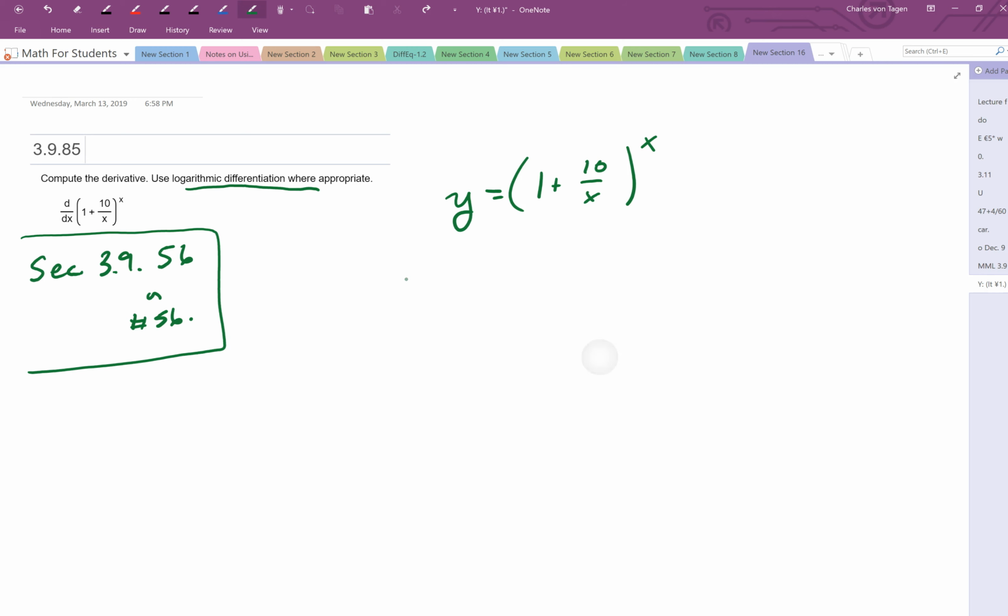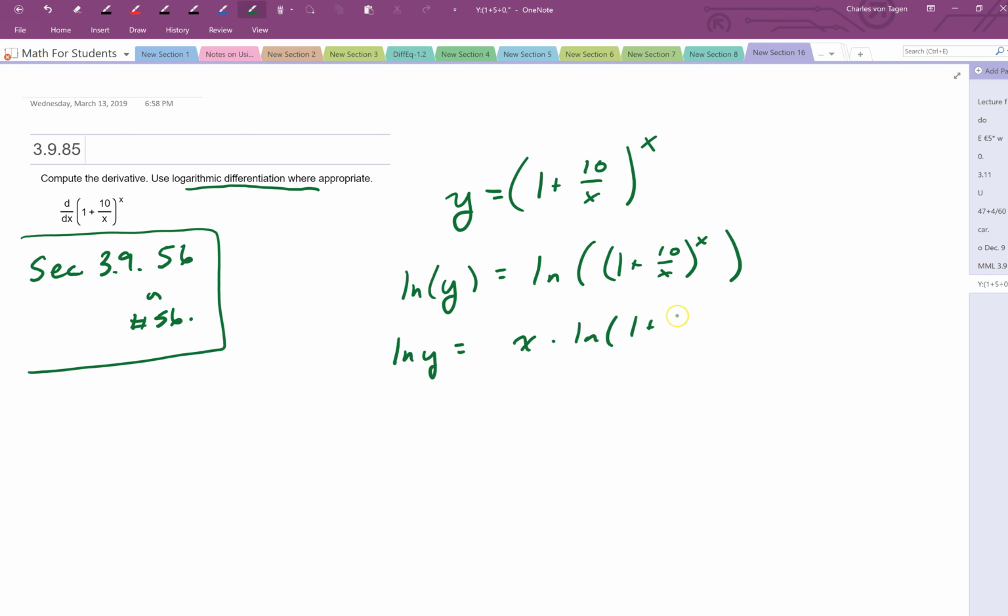So what do we do? Well, we first take the natural log of both sides. So I've taken the natural log of both sides. Why did I do that? Well, this enables me to utilize the properties of logarithms that says I can pull powers outside of logarithms as factors. So essentially, this was difficult to evaluate, so I'm separating the exponent from the base. That gives me the natural log of y is equal to x times the natural log of 1 plus 10 over x. Now we're ready to differentiate both sides.